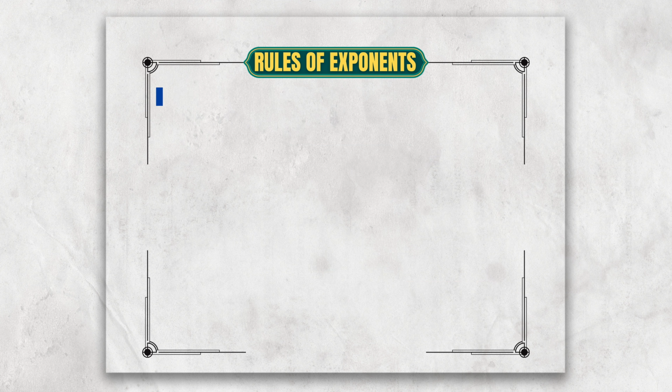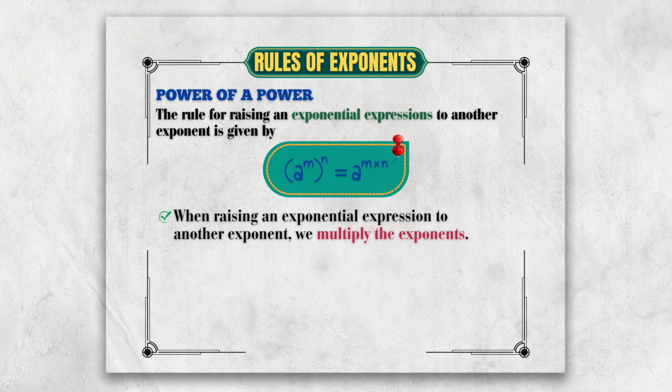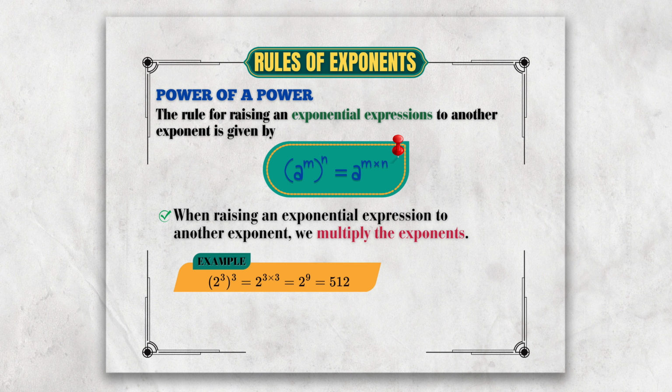Moving on, we have the power of a power rule. It states that a to the power m all raised to the power n equals a raised to the power m times n. It means that when raising an exponential expression to another exponent, we multiply the exponents. Here are some examples.